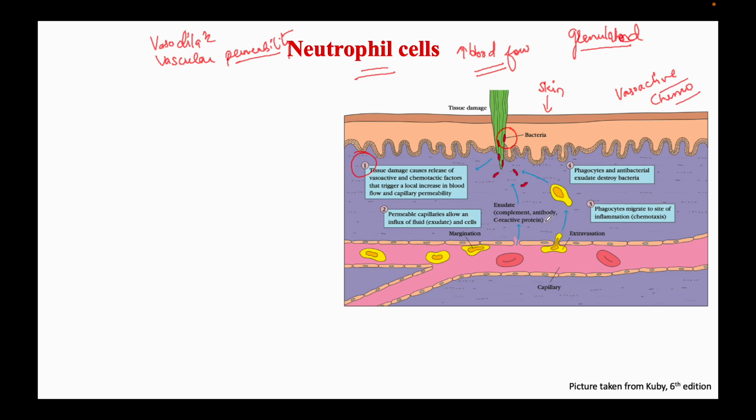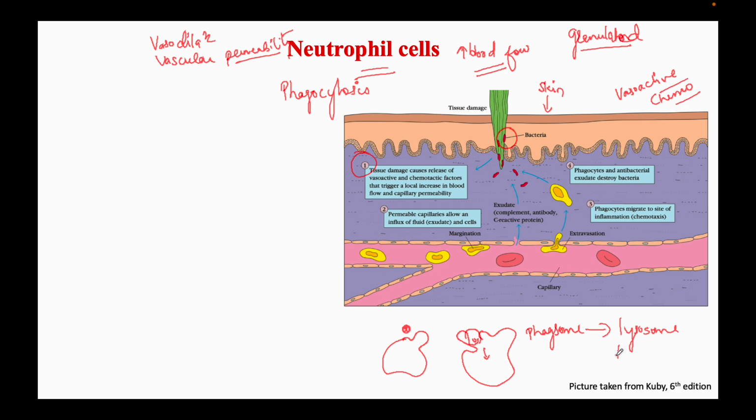And then they'll squeeze through the capillaries. As the permeability is increased, they'll squeeze through the capillaries, and these neutrophils are responsible for phagocytosis. Everybody is familiar with phagocytosis, right? So in phagocytosis, what happens? This is the bacteria, and the membrane surrounds the bacteria completely and engulfs it. Then it forms a phagosome, and this phagosome fuses with lysosome, which has various enzymes to kill the bacteria, right? This is a very common phagocytosis process.